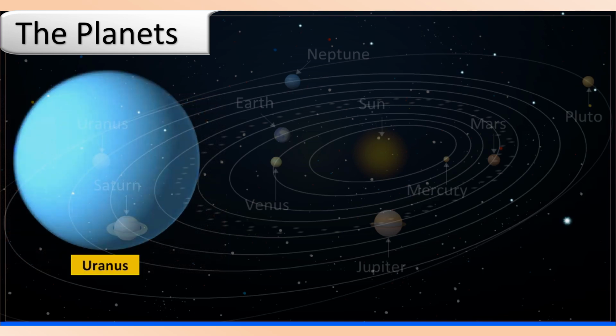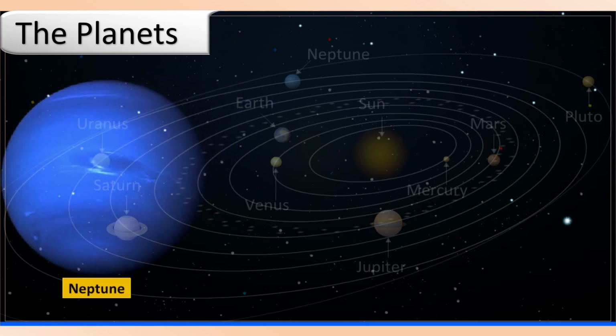Uranus is the third largest planet after Jupiter and Saturn. It is 4 times larger than the Earth. Uranus is similar to Jupiter and Saturn in its composition, but colder because of its distance from the Sun. Uranus also has thin rings, but they cannot be seen from the Earth as they are black in color. It has 27 natural satellites.